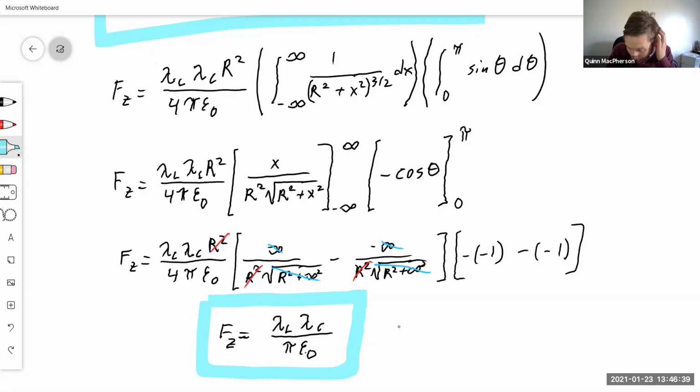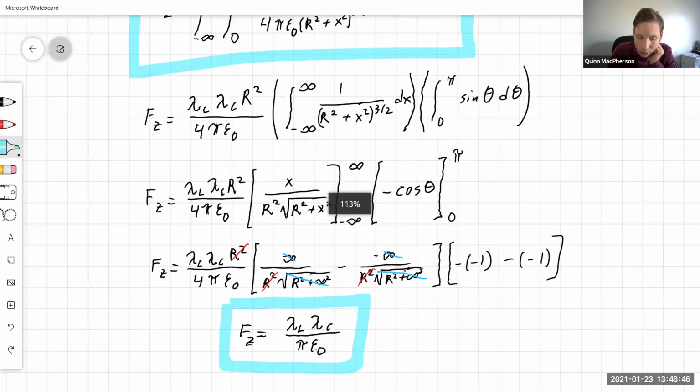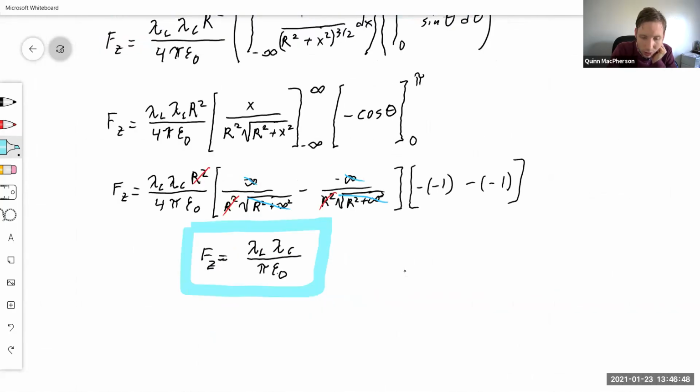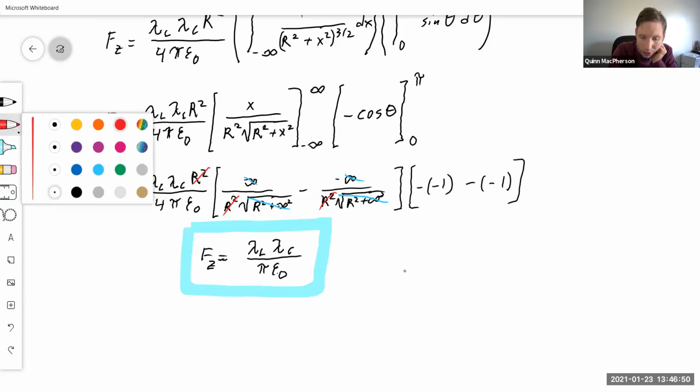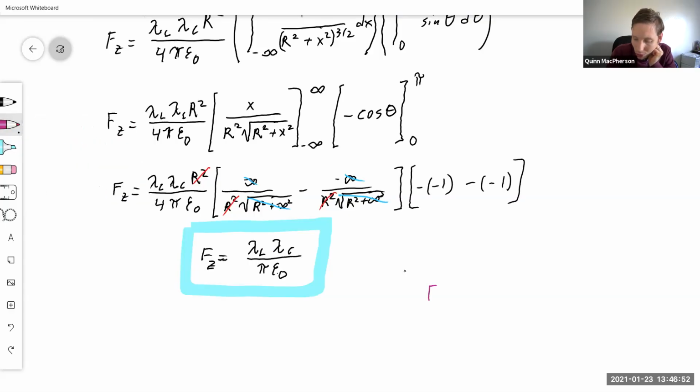Interestingly, it doesn't depend on r, but we should check the units. So if you recall, let's do this in a different color. If you recall that force is equal to Q1 Q2 over 4 pi epsilon naught r squared. So this is just Coulomb's law.